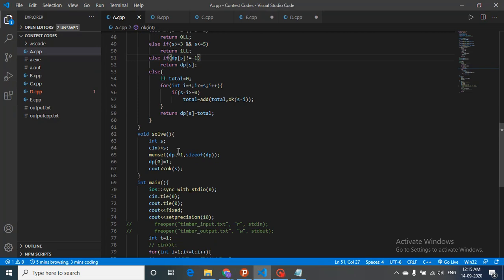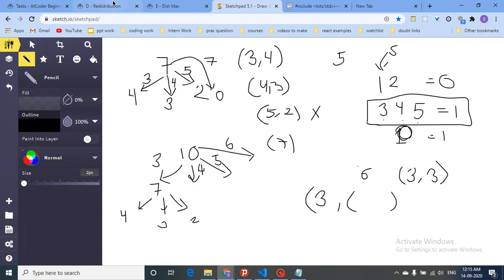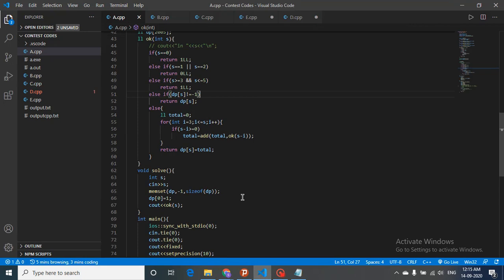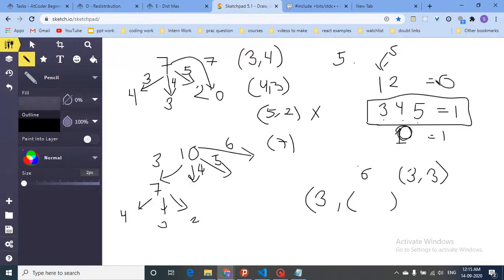First, memset a DP table of size 2000 because S is up to 2000. Okay, so I'm making now a DP of 2005, just 5 is a buffer value, and then memset it with -1. Initialize DP of 0 with 1, as I've told you. That's the base conditions in which DP of 0 is also 1, and DP of 1 and 2 is 0, and 3, 4, 5 is 1.